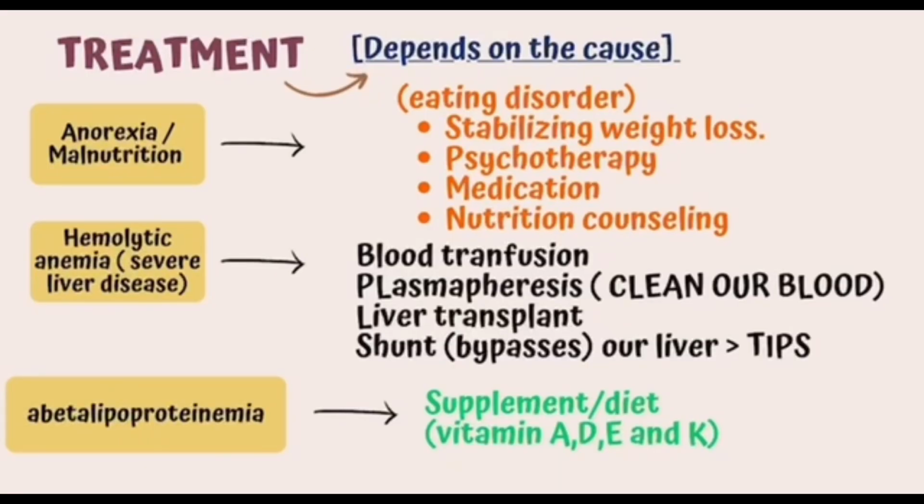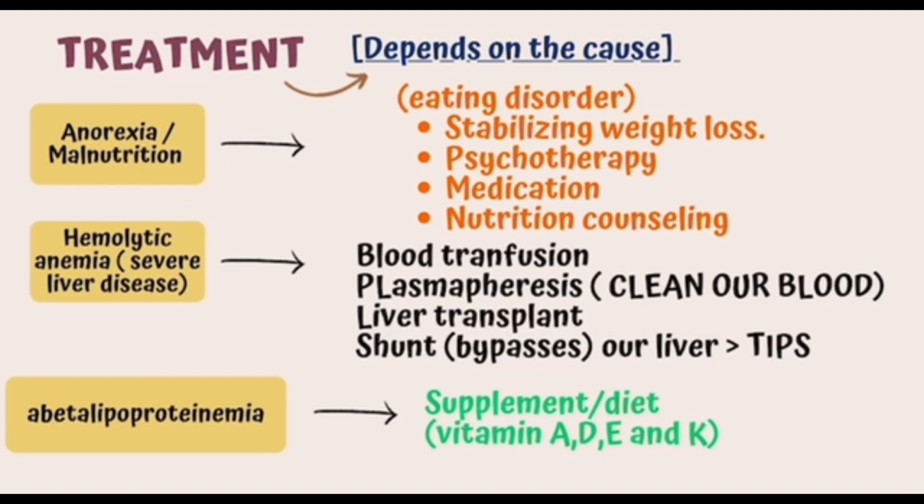So I'll be explaining the treatment and the conclusion for this presentation. The treatment depends on the cause. There are three main causes: anorexia, known as an eating disorder, severe liver disease, and abetalipoproteinemia, which is treated with supplements or diet. The first one is anorexia or malnutrition. The treatment we could see is stabilizing weight loss, or we can also go for psychotherapy or medication, and also seek a nutrition counselor.